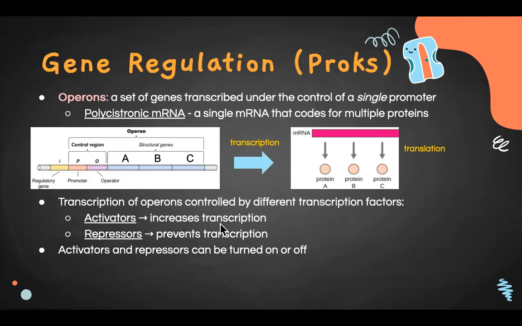Transcription of operons is controlled by different transcription factors. So you can have activators or you can have repressors. The way that it sounds is the way that they work. If you're an activator, you increase transcription. If you're a repressor, you prevent transcription. And then activators or repressors can be turned on and off.